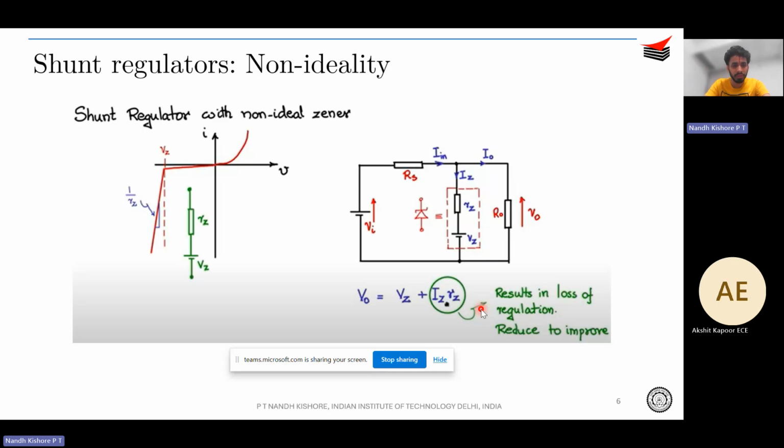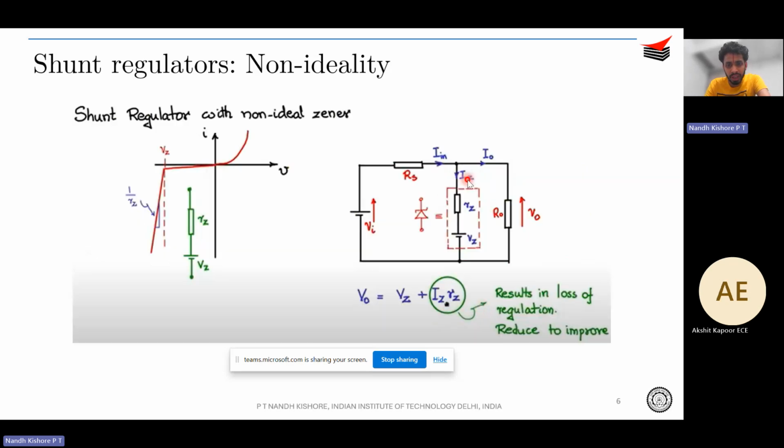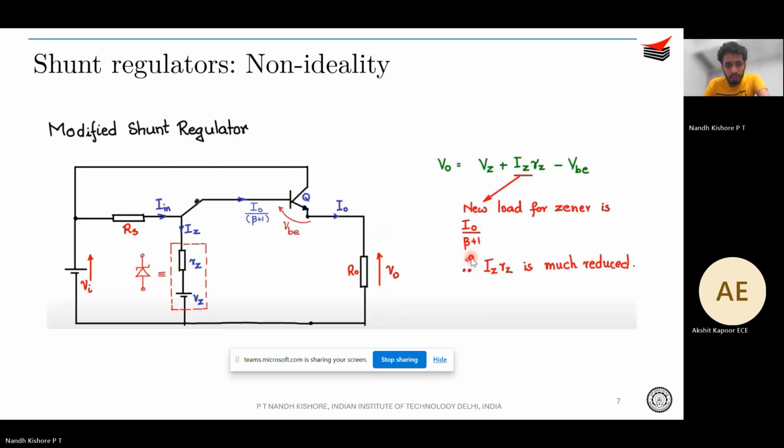How do we do that? The idea is you want to reduce IZ as much as possible, or you want to reduce the load on the Zener as much as possible. So what we did was we modified the shunt regulator by connecting a BJT, an NPN transistor. In this circuit, you saw that your V naught is equal to VZ plus IZRZ minus the VBE drop across this transistor. So that is your V naught.